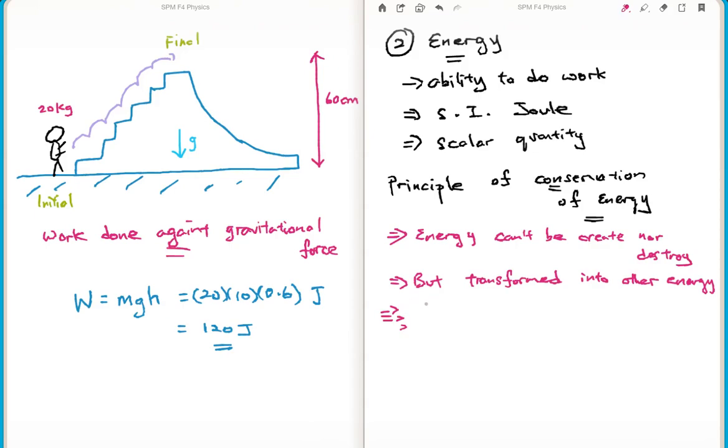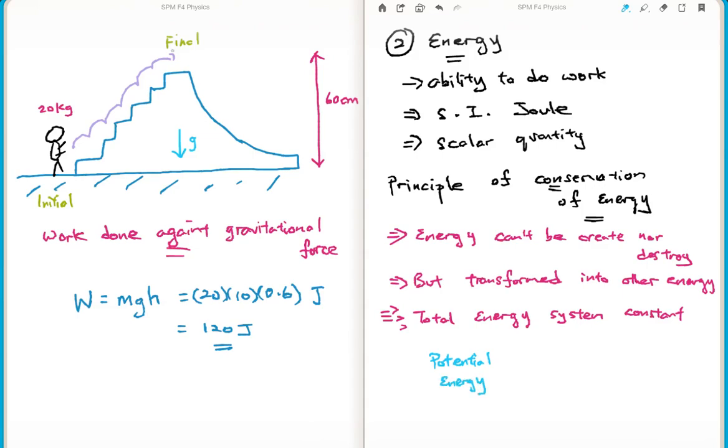Important: the total energy, no matter how you change it, the total energy of the system is conserved, or you call it a constant. What does it mean by that? It means, for this case, initially and finally, initial spot, final spot, I gain potential, meaning mgh is potential energy.